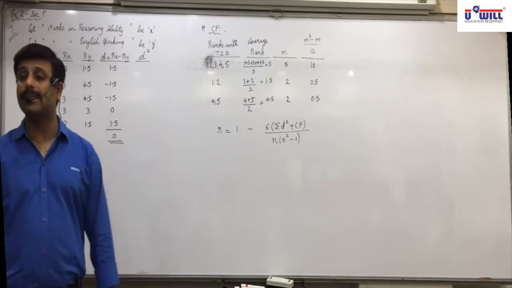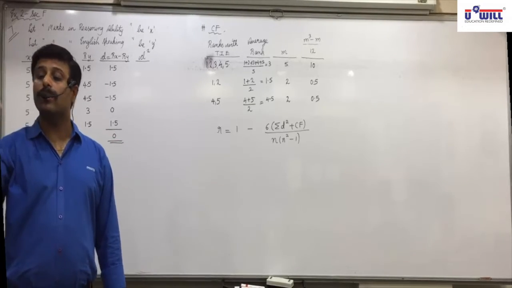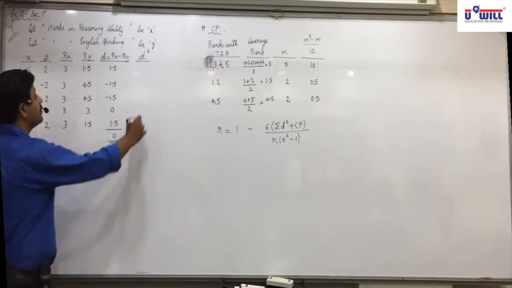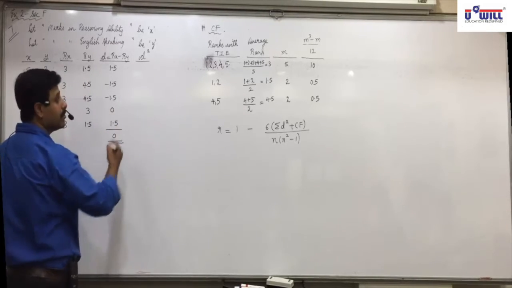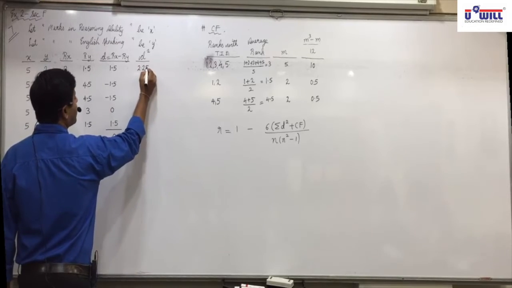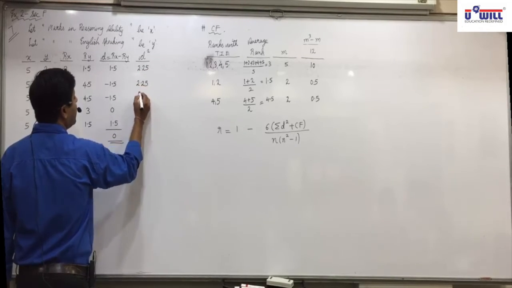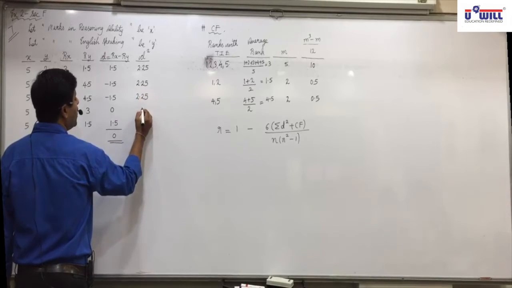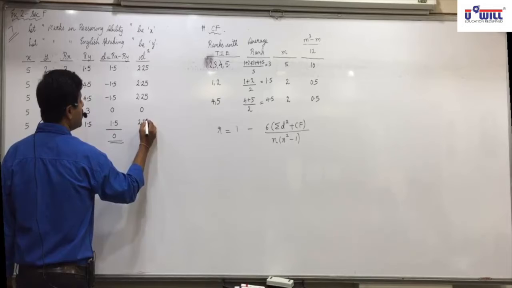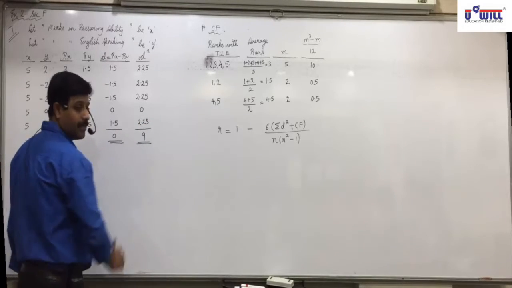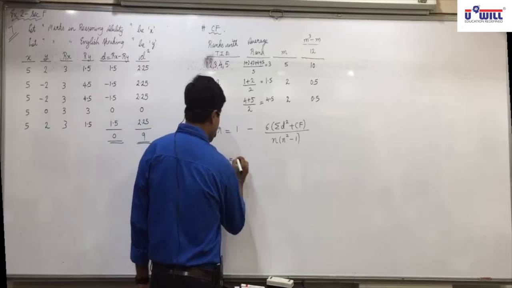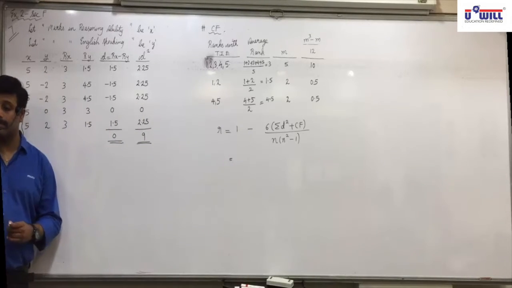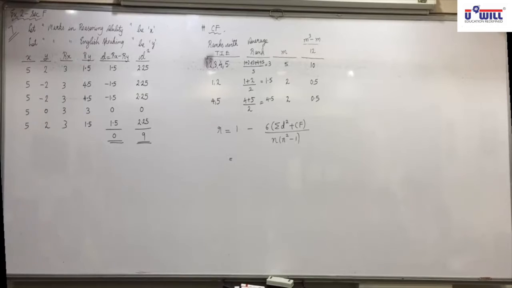Now, is everyone clear with this? And Ritu, D square. 2.25, 2.25, 2.25, 0 and 2.25. So 9 is the total. Write the formula, everyone. Anyone not clear up till here? Raise your hand. Shall I proceed further? We'll put the figures in the formula.